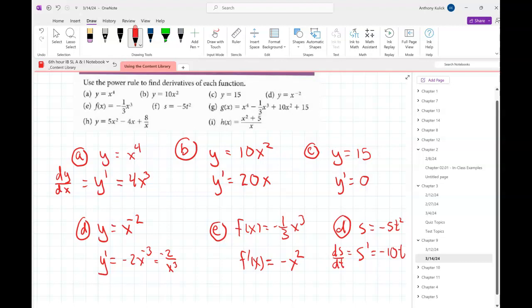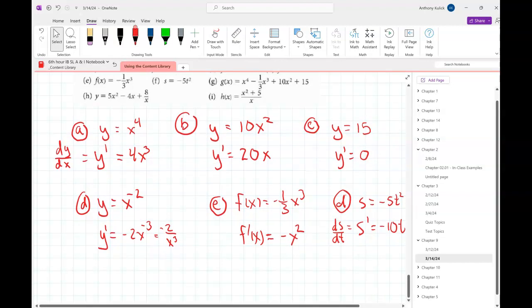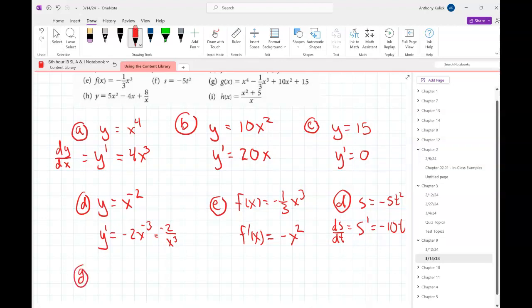Yeah, ds dt. Everybody's cool? Okay. What do you notice that's different about G here?